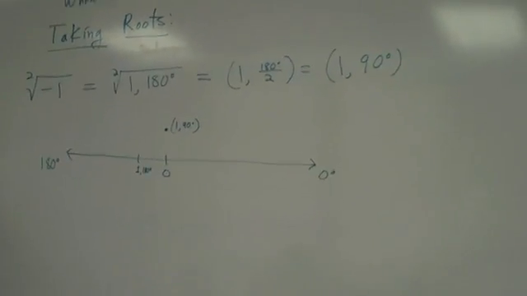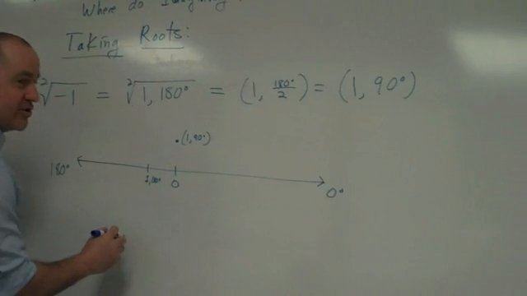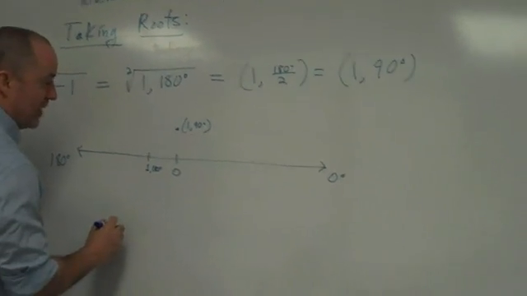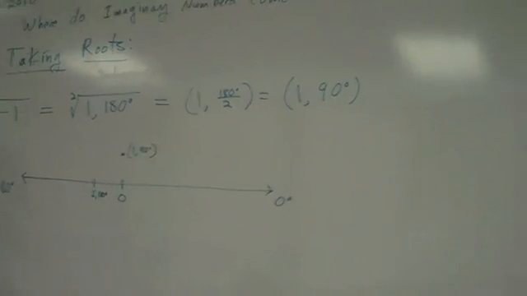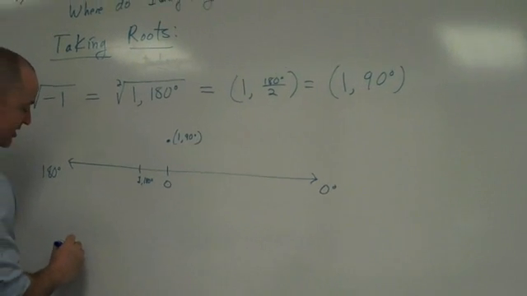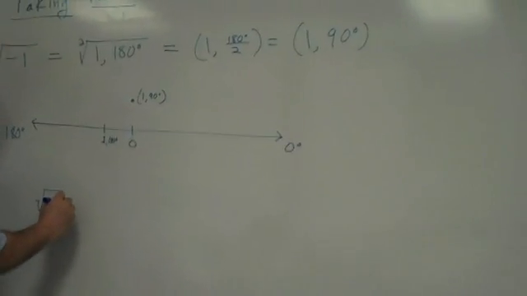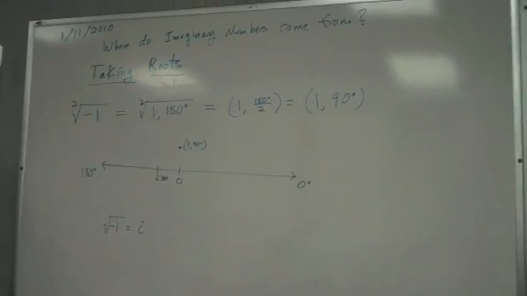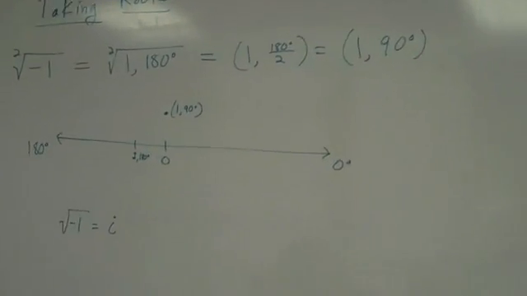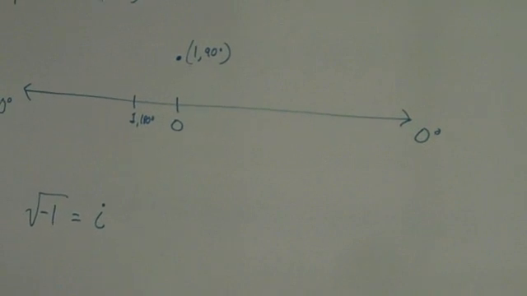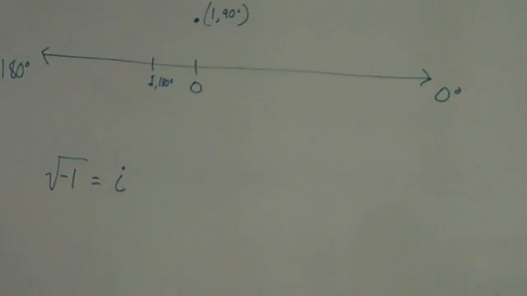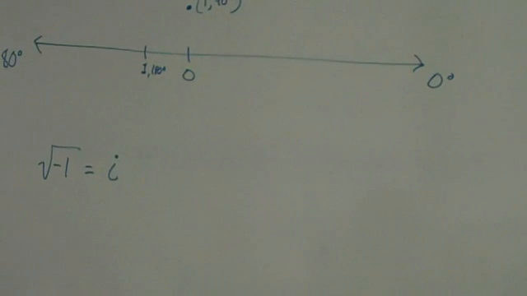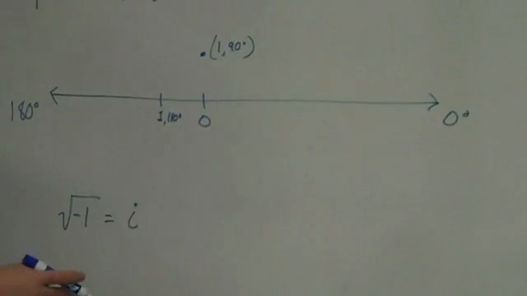Okay, so here's what we say instead. Here's what actually survived from this. We say the square root of -1 is equal to the letter i. We use i to represent the square root of -1. And i has certain properties which we'll go into a lot of detail about tomorrow. Okay? And also, i gets its own plane.